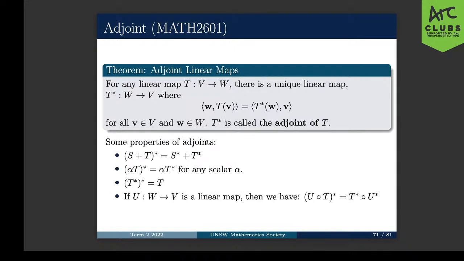There are some useful properties of adjoints. If you take the adjoint of the sum of two linear maps, you can just add up the individual adjoints. If you have a scalar multiple of a linear transformation and then take the adjoint, you have to multiply the adjoint of T by the conjugate of alpha. If you take the adjoint of the adjoint, you get the original linear map back, and for the composition of linear maps, the adjoint is the composition of the adjoints in the other order. So it's similar to the inverse, I guess.